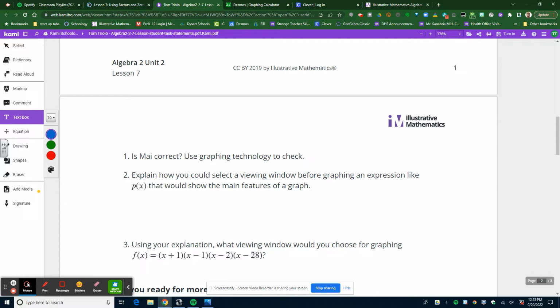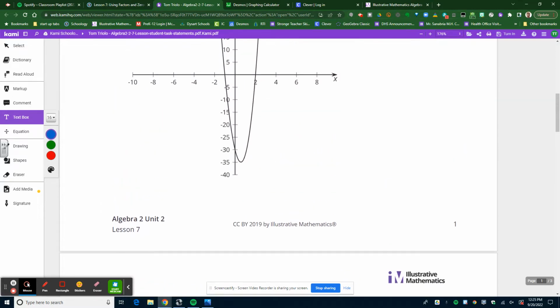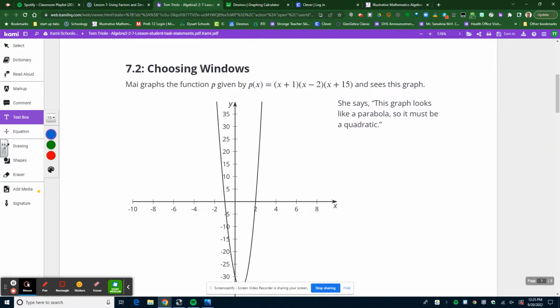You're going to use graphing technology to check and explain how you could select a viewing window before graphing an expression like this so you could see all of the main features of the graph. Okay, so let's take a few minutes to do that on your own and we'll talk. Okay, so we've talked about it.